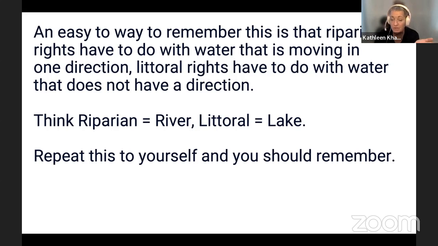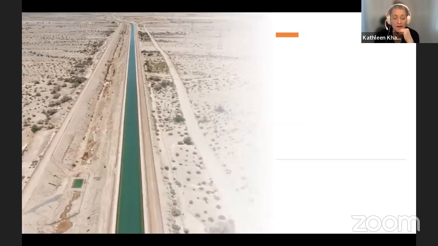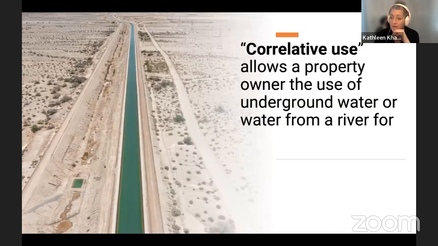So if you think about an ocean, you've got high tide and low tide, right? And that's associated with the direction the water is moving. So when you think riparian, think river. When you think littoral, think lake or literally a vacation. You literally need a vacation. You can repeat this to yourself if you want, and we are going to move forward.